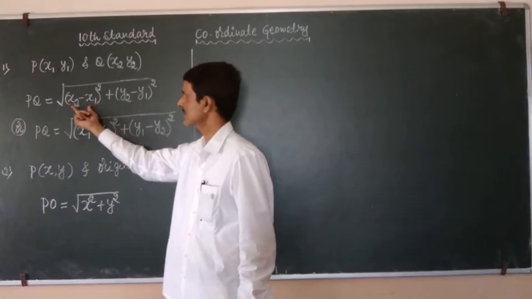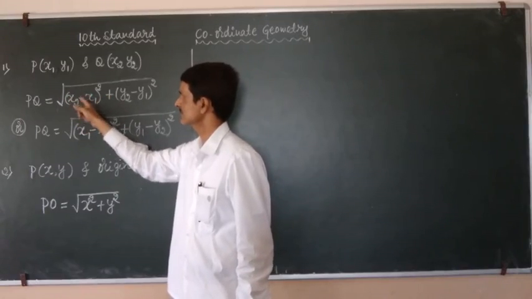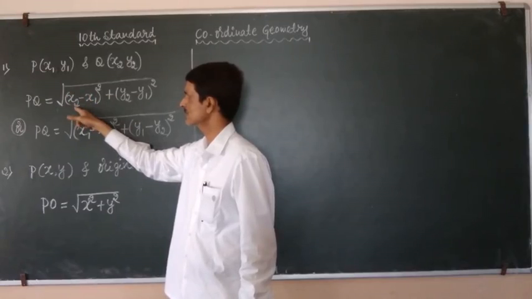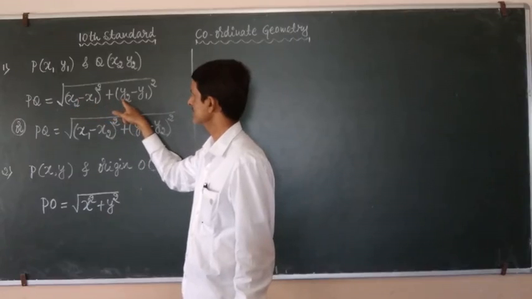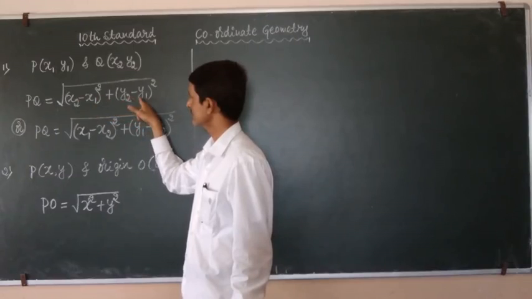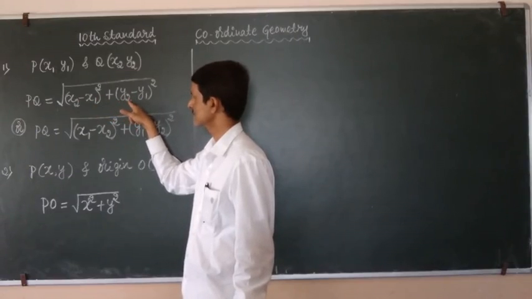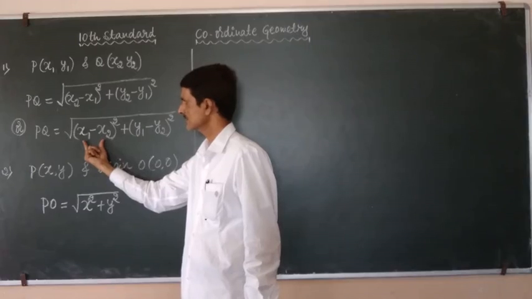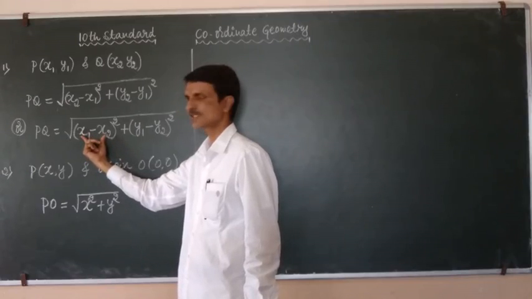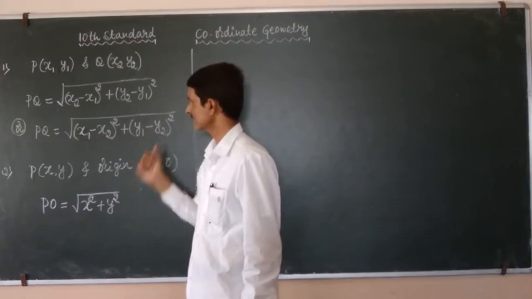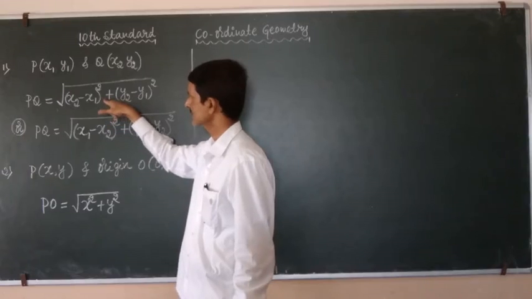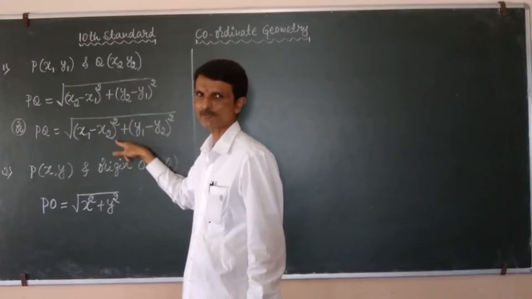In the first formula, x1 is subtracted from x2, similarly y1 is subtracted from y2. Whereas in this one, x2 is subtracted from x1 and y2 is subtracted from y1. So you can choose either this formula or this formula.